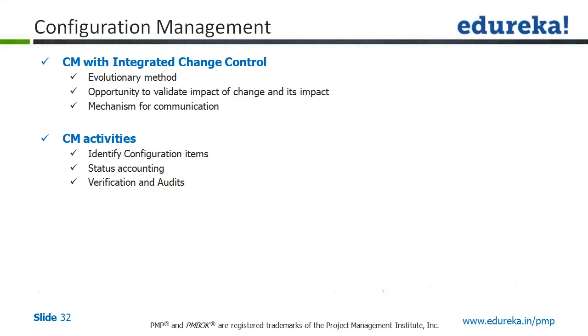So we heard about configuration management. Once we are doing a change, we'll also have to look at the various mechanisms and opportunities to ensure that this change would not impact the other activities, and if it is impacted, we have to replan those activities. So configuration management activities are basically identifying what are the items we'll have to reconfigure.